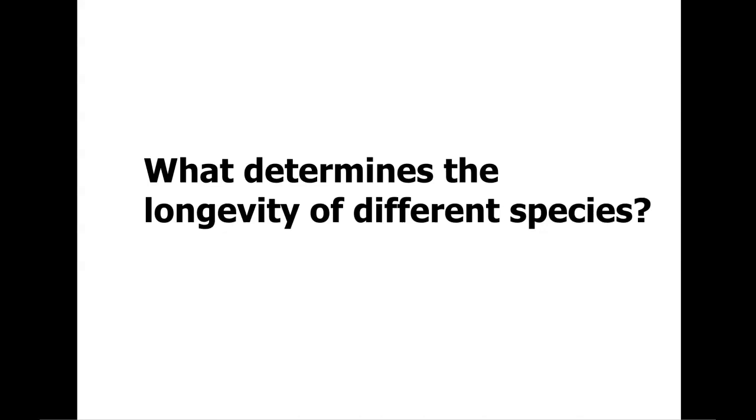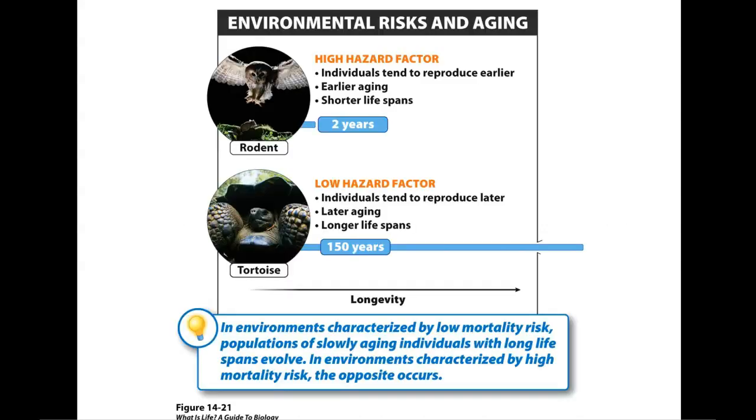So what determines the longevity of different species? Well, we have environmental risks of aging. We have what's referred to as high hazard factors and low hazard factors. Hazard factors are external forces on a population that increase risk of death. And so here we see first the high hazard factors. They have a relatively high risk of death at an early age. So they reproduce earlier, their aging kicks in earlier, and then they have a shorter lifespan because of this. So they age a lot quicker.